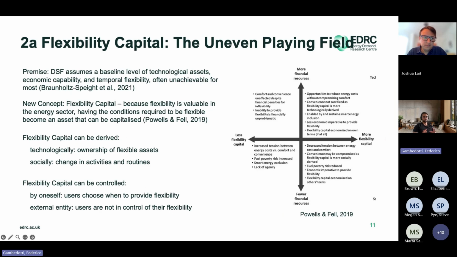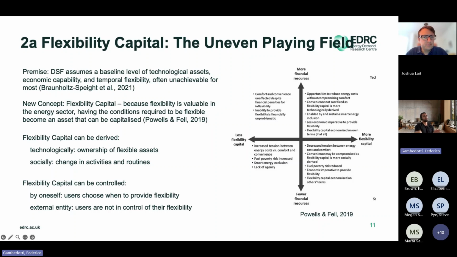When we talk about the intersection between equity and flexibility, it revolves around the idea that we need the technological assets, economic capability, and temporal flexibility. And these three are very difficult to get all at the same time. And this is where we talk about flexibility capital. Flexibility capital is probably a concept that most people are familiar with. It's the idea that if I can flex my demand, I have an asset that I can optimize and use to reduce my energy bill or even make an income in some cases, some very marginal gain.